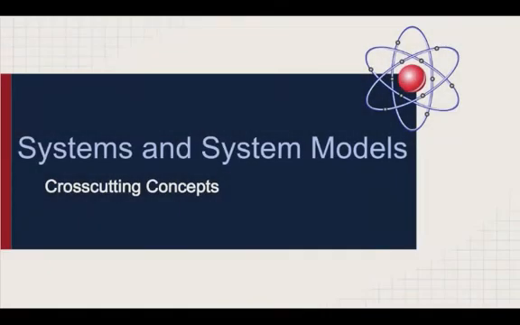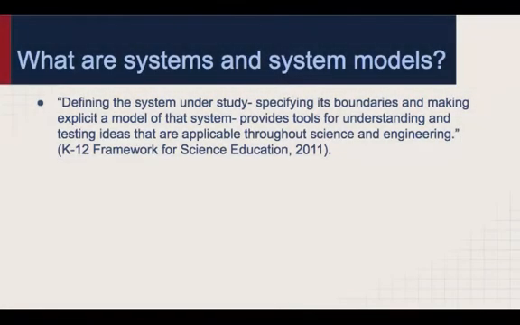Systems and system models is the fourth cross-cutting concept for the K-12 Science Framework for Education. This presentation will teach about the concept and how to integrate NAEP questions into lessons to teach the cross-cutting concepts. The fourth cross-cutting concept focuses on examining and defining what is and what is not part of a system or model as a tool for examining scientific ideas.